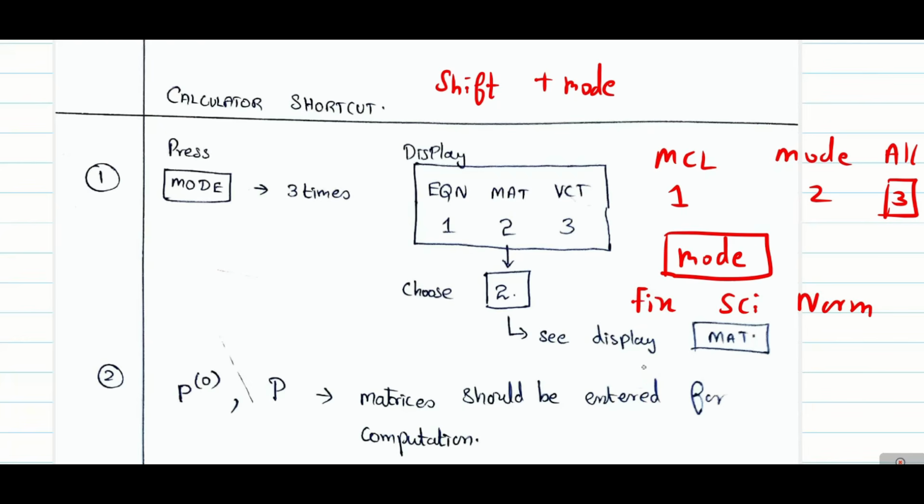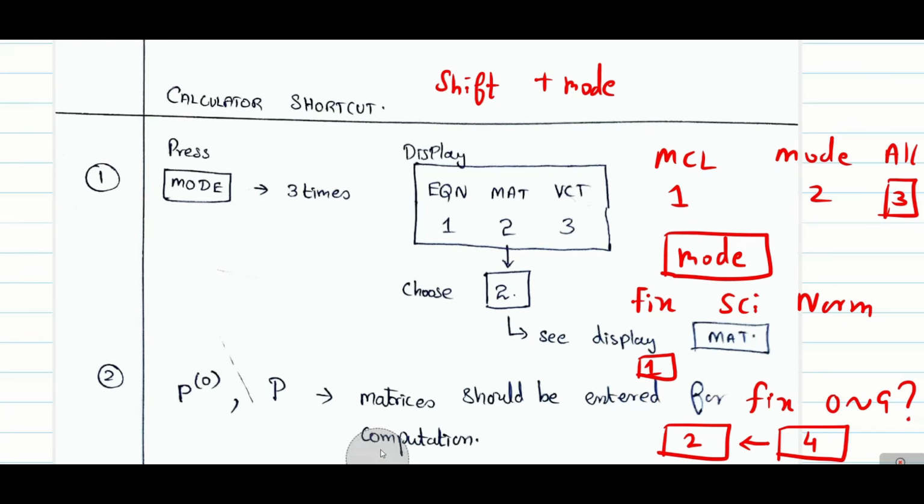Now choose this fix, 1. And then when you choose 1, it will ask fix 0 to 9. So fix 4 decimal places for your binomial, all these things. For this kind of problems, 2 decimal places is enough. So choose 2. Once you choose 2, your calculator will fix the decimal places to 2. Okay, with this we'll go to the problem.